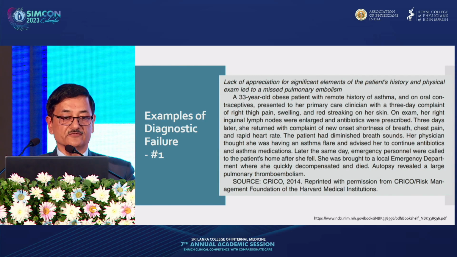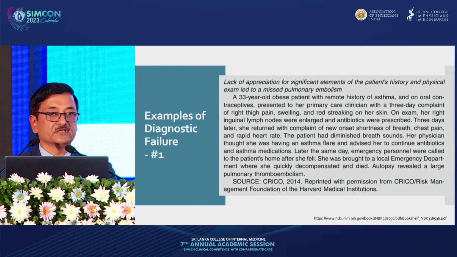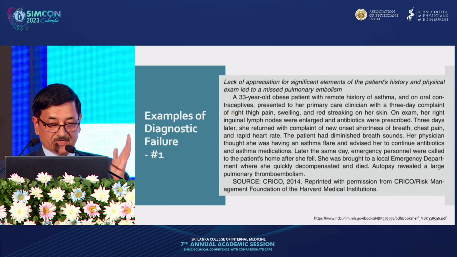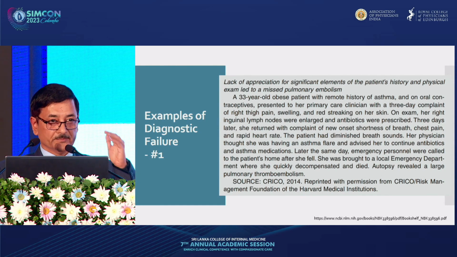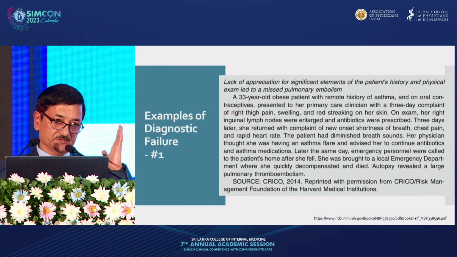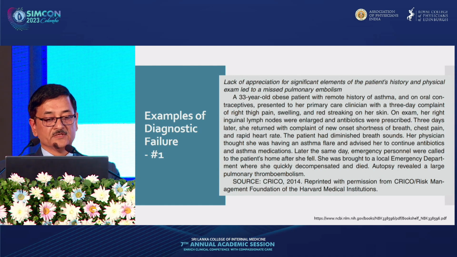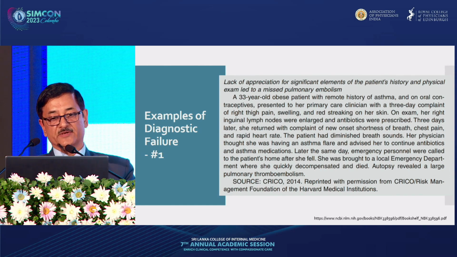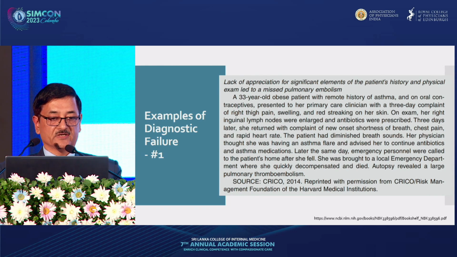Now I'll be coming to a few cases of diagnostic failures, and this has come from CRICO. CRICO is an organization which collects all the cases and makes a summary, which can be accessed by everyone. There is a 33-year-old obese patient with a remote history of asthma and on oral contraceptives, who presented to her primary care clinician with a 3-day complaint of right thigh pain, swelling, and red streaking of her skin. On examination, her right inguinal lymph nodes were enlarged and antibiotics were prescribed.